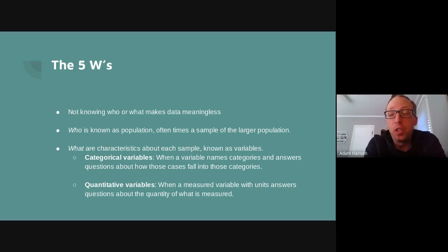Like we talked about, which is oftentimes a sample of the larger population. What are the characteristics we're measuring about each of the samples collected? These are known as the variables. Variables are either categorical. This is when the variable names a category and answers questions about how those cases fall within those categories. So a good example of a categorical variable, eye color.